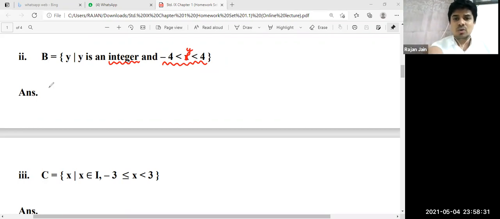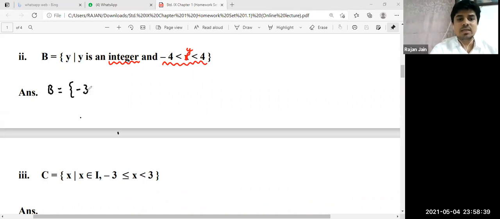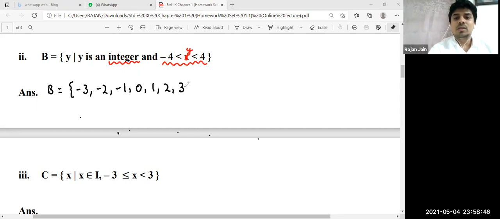Now if I want to write the answer, see how will I write it? Name of the set is given as B. So I'll say B is a set of -3, -2, -1, 0, 1, 2, 3, and you will close the bracket. Is that clear? Understood?